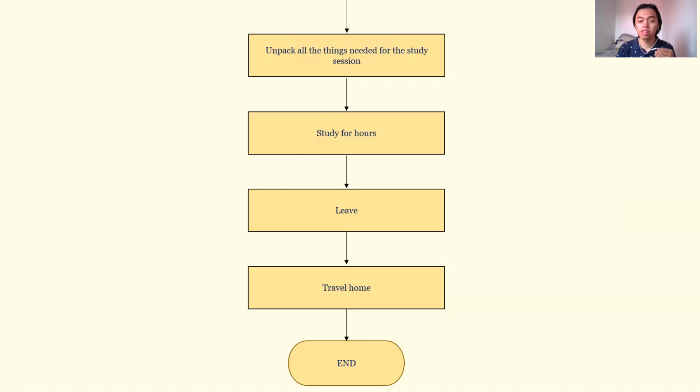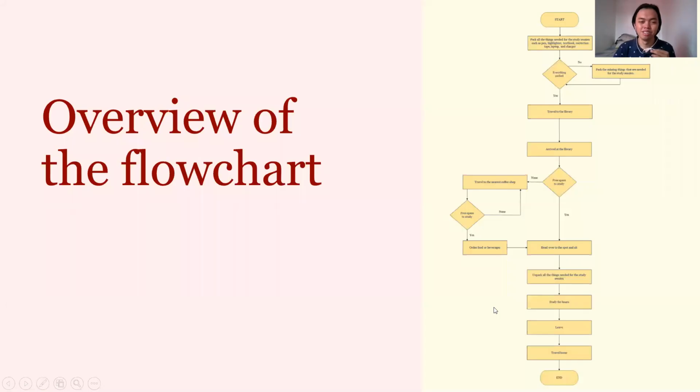After that, I will leave the establishment, whether it is the library or the nearest coffee shop. Next up, I will travel back home. For this, I will commute because I cannot walk since the library is far from my home. And that is the end of my flowchart for a student going to the library to study for his or her exam.